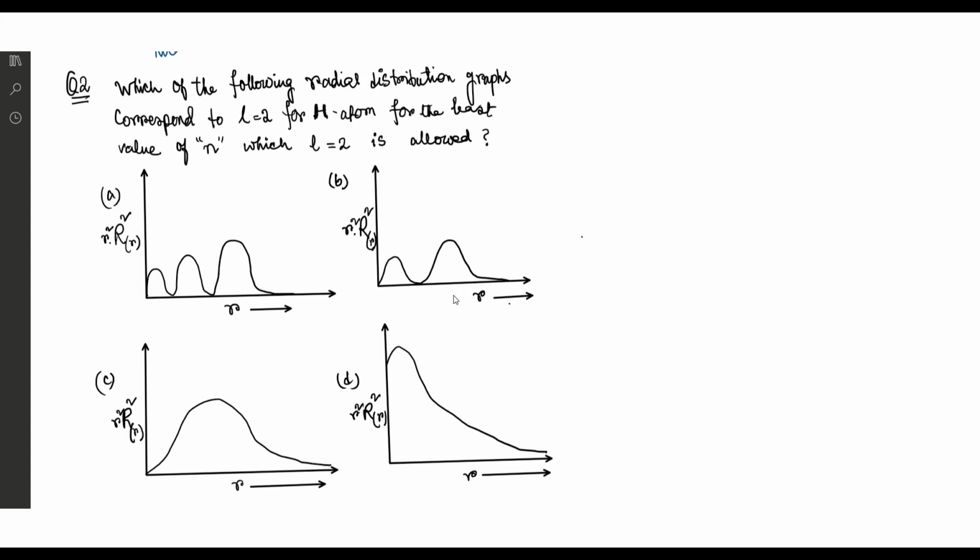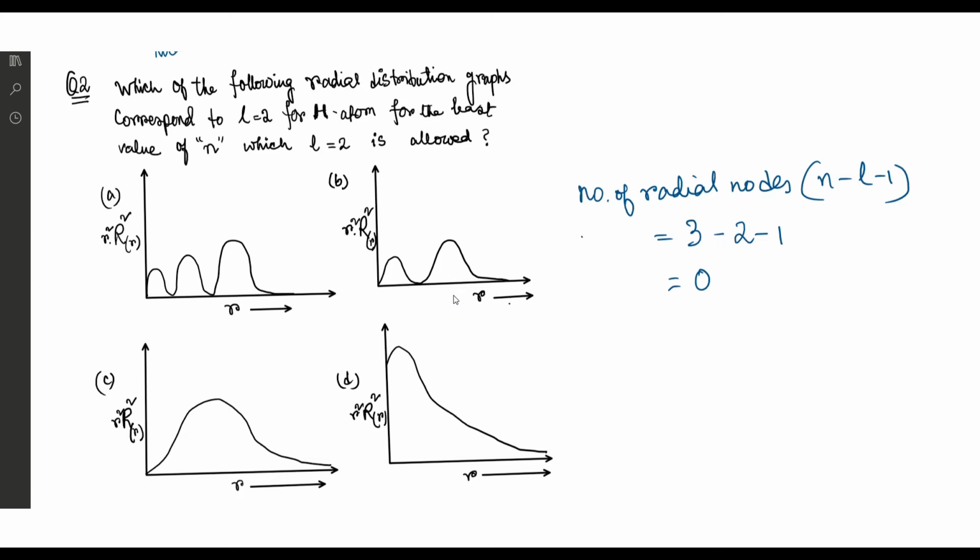So what do you think? Which graph should be the correct one? Okay, now find the number of radial nodes. Again, number of radial nodes, which one? It will be 3 minus, that is n minus L minus 1. So here 3 minus 2 minus 1. So 0. That is no nodes.